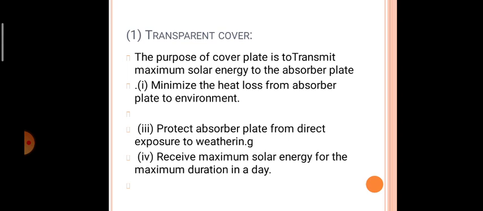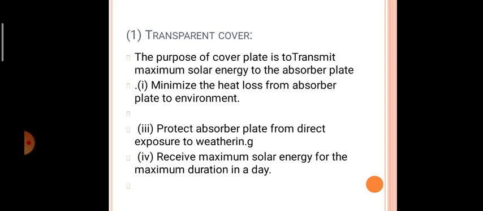Or in the rainy season, the energy falling onto the collector plate should not be reflected back, and this reflected energy would be a form of loss. So, the transparent cover must be designed in such a way that its reflection coefficient is low and its absorption coefficient is high.